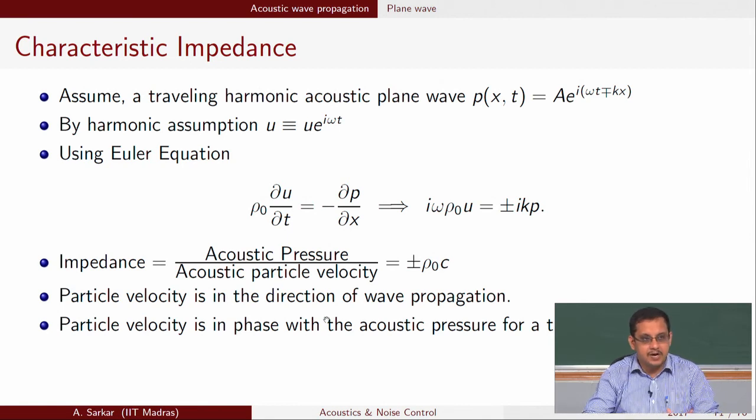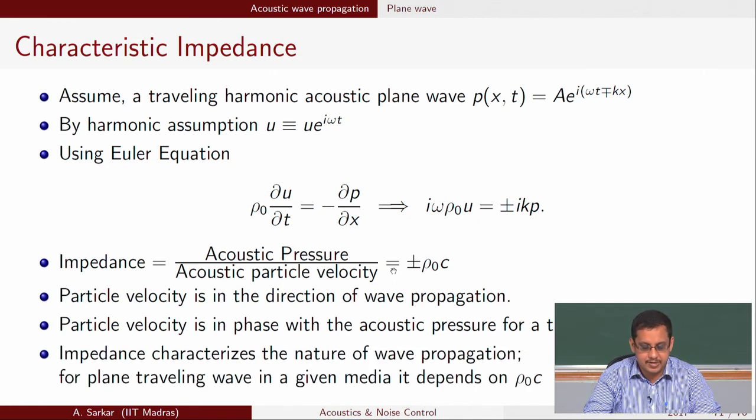So, in other words, if you interpret this formula physically, what it means is that the particle velocity is always in phase with the acoustic pressure for a travelling wave, right. And this is a very important result. This will not happen for other kinds of waves. Once you start getting superposition of waves, you are not going to get this situation. So, that is why we say that this quantity impedance is actually what characterizes the nature of the wave, right.